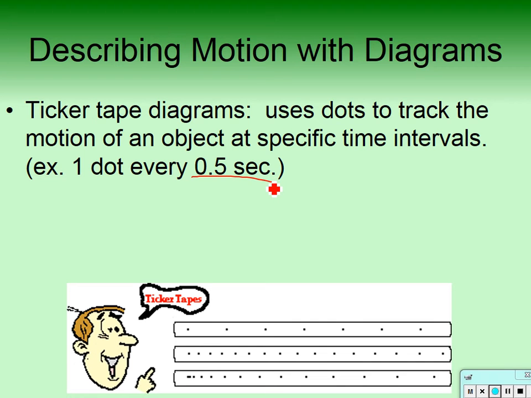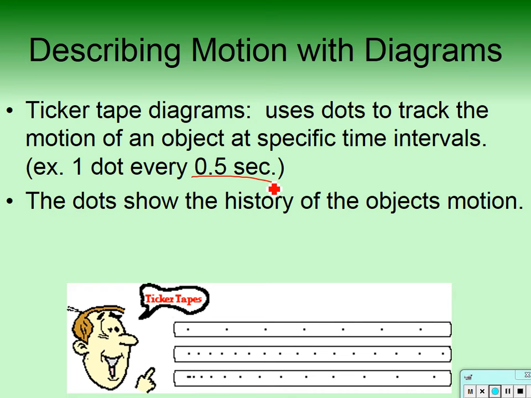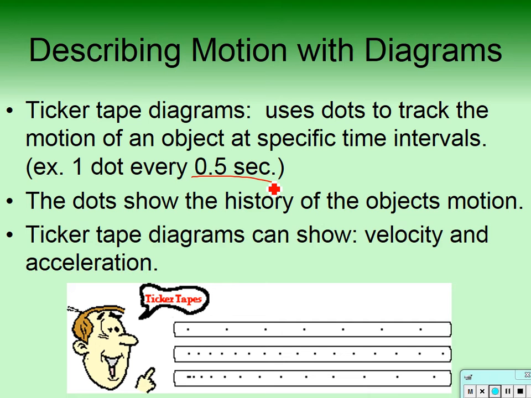Okay? And so we can get a lot from these diagrams just by looking at them. The dots show the history of the object's motion. Ticker tape diagrams can show a couple of things: velocity, and it can also show acceleration.